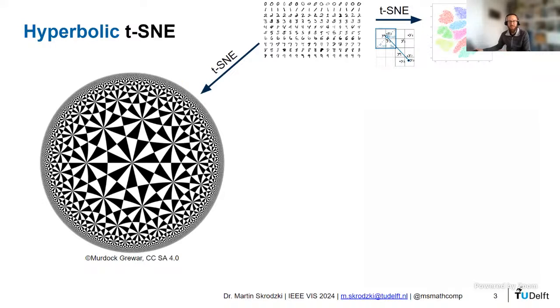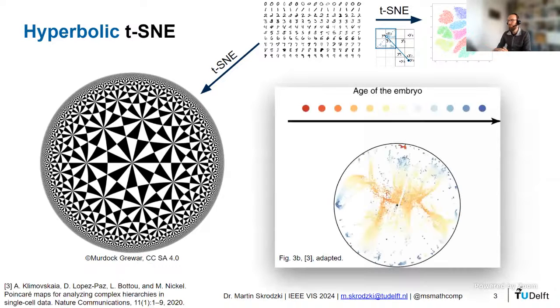That's a mathematical space. You can study it, you can learn a lot about this, but why would I want to use this in a visualization? Well, previous work has shown that because this space grows exponentially from the center towards the outside, it's actually really great to visualize hierarchies. Here's an example from the Poincaré Maps paper of Klimovskaia et al., who embedded a data set that has a strong hierarchy along the temporal axis in the data.